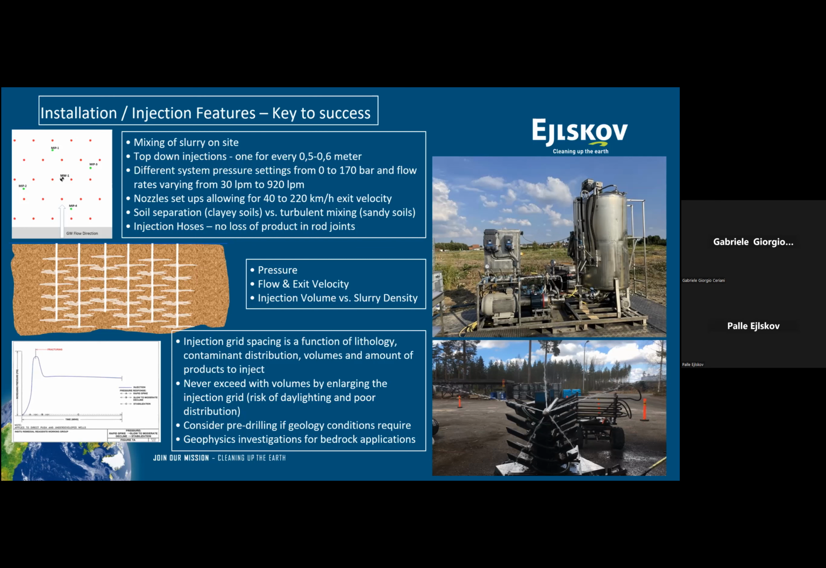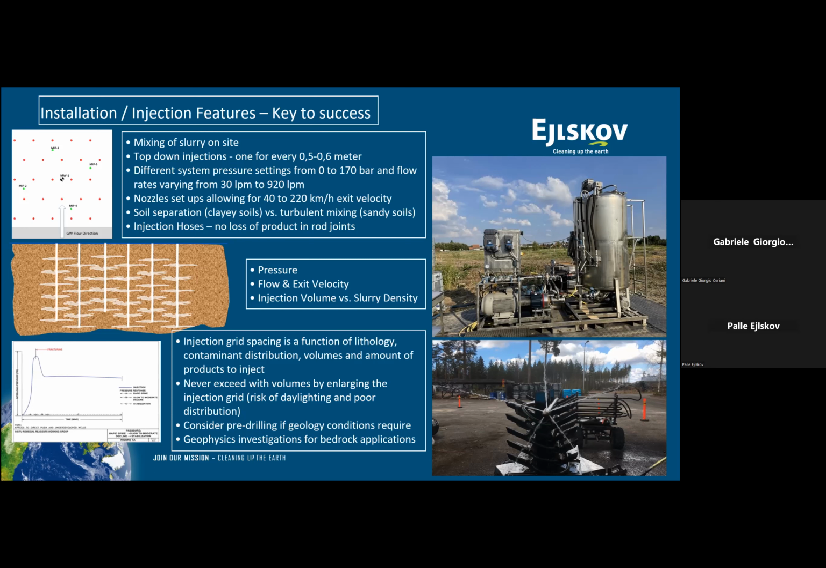We always do top-down injections. That's the only way that you can apply the product the best way possible. By doing bottom-up, we will just keep injecting back in the bottom of your bottle. We advance about 0.5 meter, 60 centimeters at a time. We can play with the pressure settings and with the flow settings. So the systems we have available can go from 0 to 170 bar.